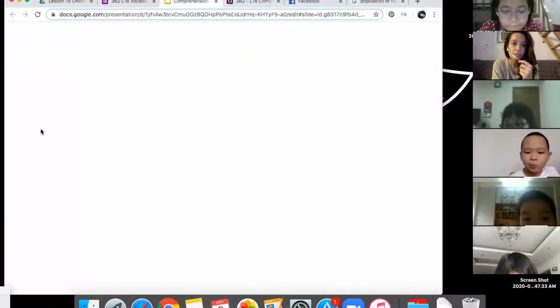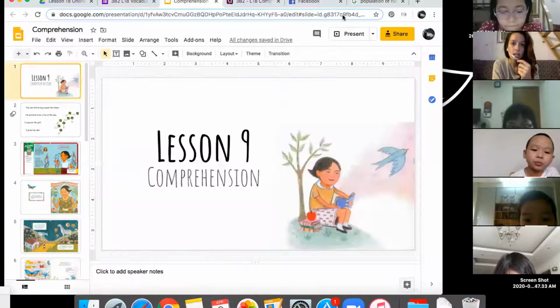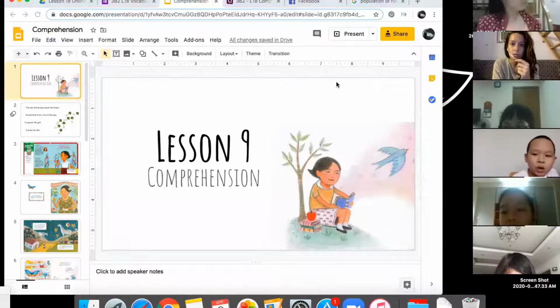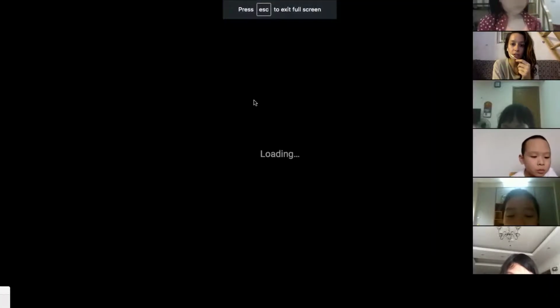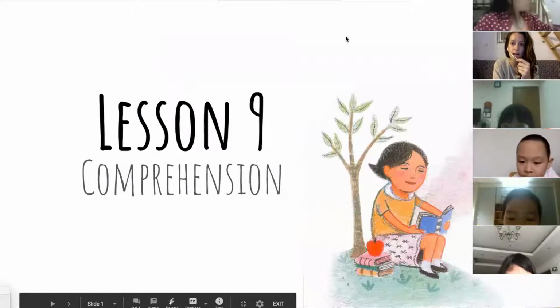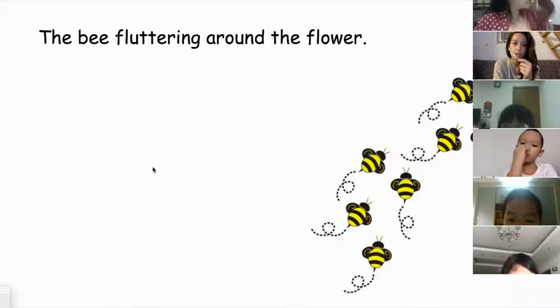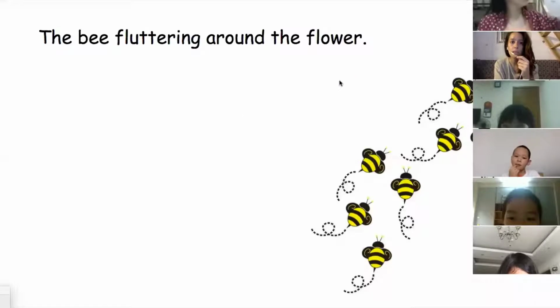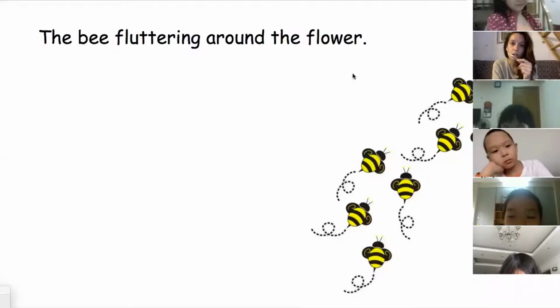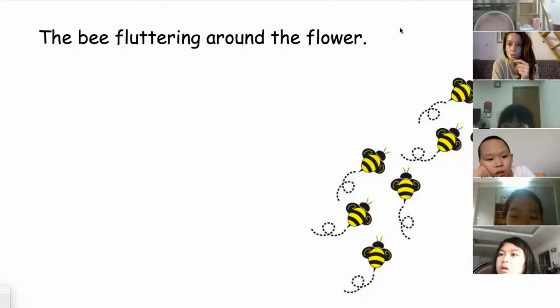So we're gonna look at a few sentences that some people had trouble with. We're gonna do our comprehension today, but first, let's look at some sentences that a few people had problems with. Okay, so the first one here, the bee fluttering around the flower. Okay, it's a good way to use the word fluttering, but we're missing a word in this sentence. Who can tell me which word we're missing?